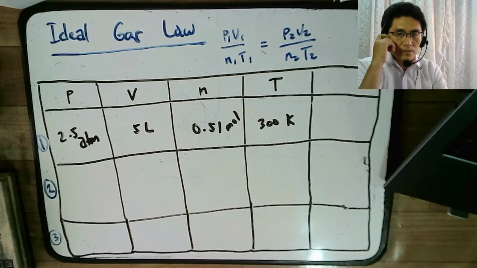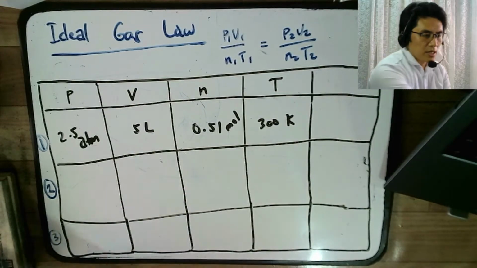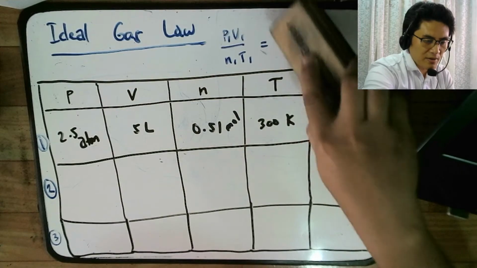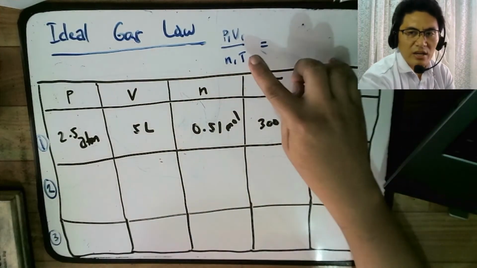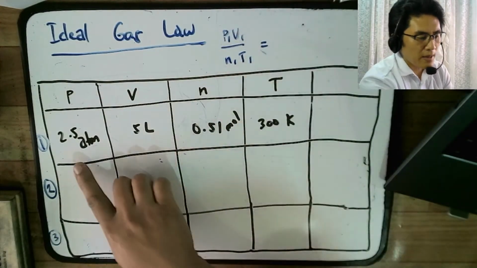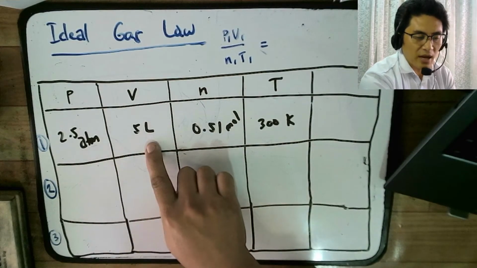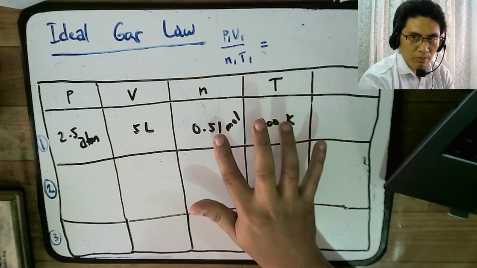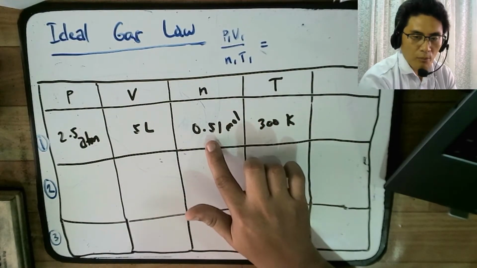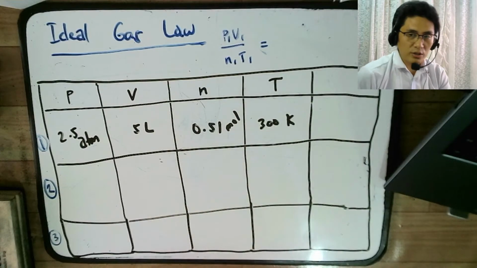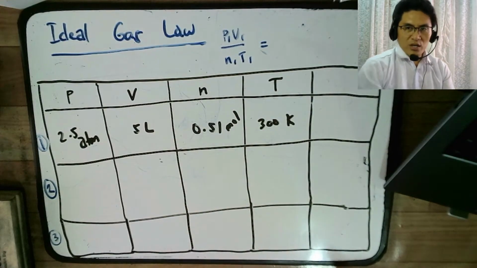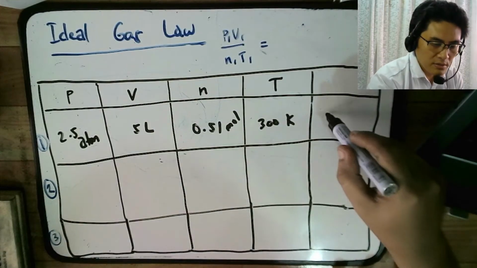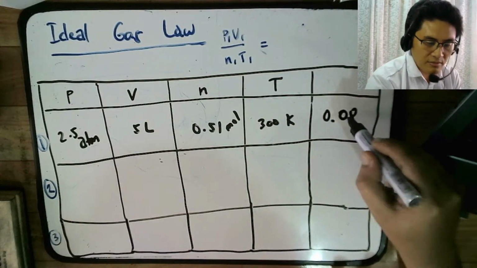Okay, so the thing is, let me erase this part first, and let me just calculate what this is. If I multiply 2.5 times 5, and then I divide it by the product of 0.51 times 300, what will be the result? Well, you can do that if you have calculators, but the answer is approximately 0.08.